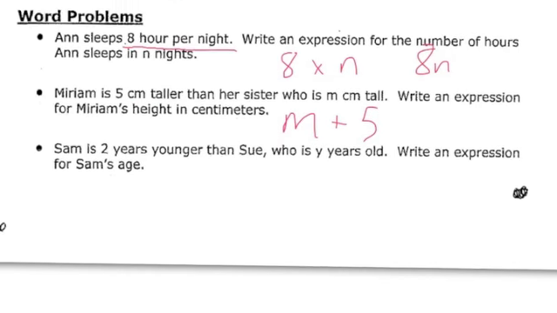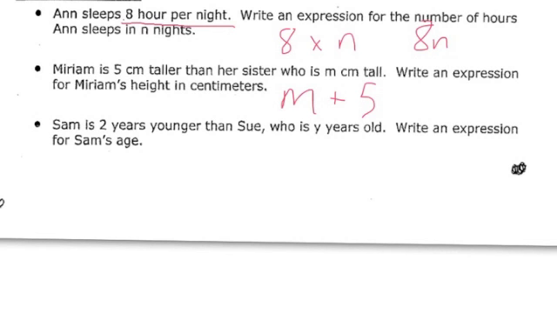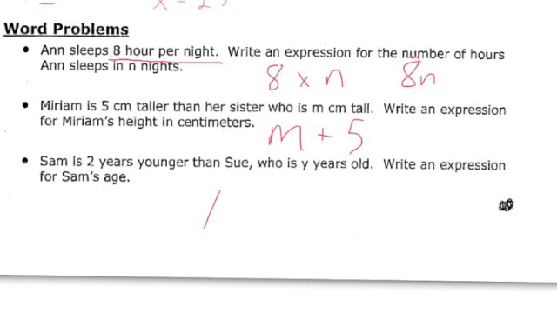Okay, the last one. Sam is 2 years younger than Sue, who is y years old. Write an expression for Sam's age. Okay, so if we have y years old, we know that Sam is 2 years younger than Sue. So if you put y minus 2, this represents Sam's age. If y is Sue, and you subtract 2, you're going to get Sam's age.